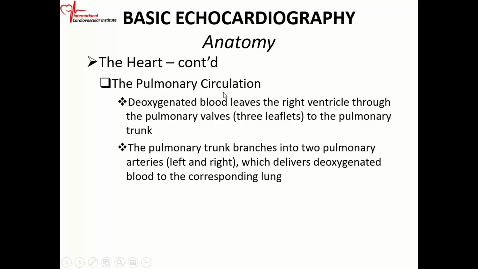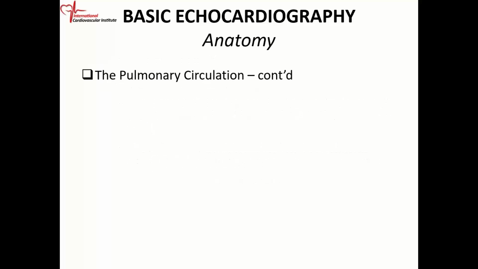Then the pulmonary circulation. Deoxygenated blood, which leaves the right ventricle, is going to travel through the pulmonary valve into the pulmonary trunk that we discussed before. The pulmonary trunk is going to branch into two pulmonary arteries, a left and a right, which deliver deoxygenated blood to the corresponding lungs. So this is blood that is somewhat devoid of oxygen and needs to get oxygen. So the blood travels to the lung where it's oxygenated.